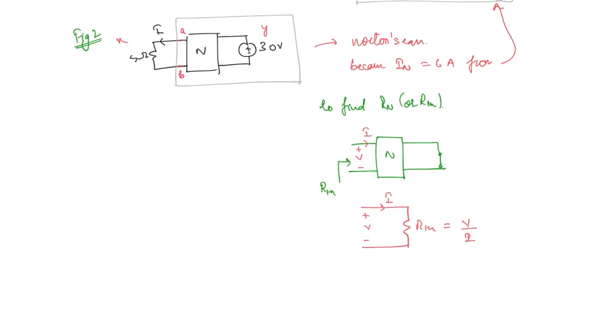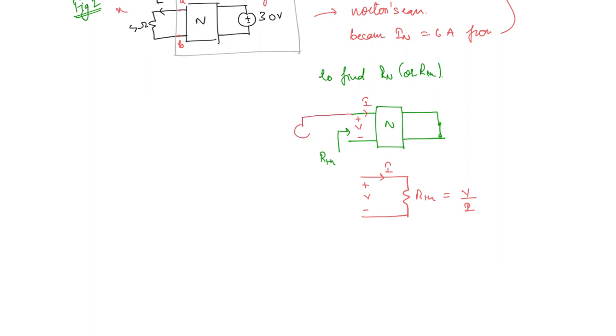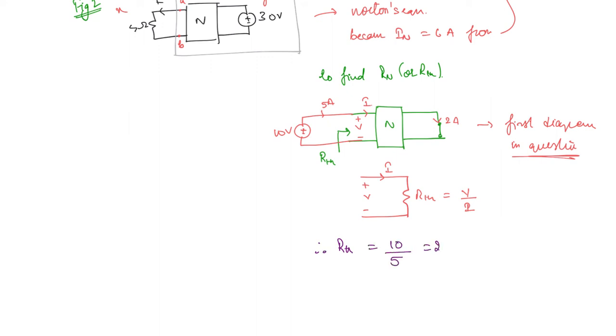So if you connect a 10 volt source here, then 5 amperes is going in, and 2 amperes was flowing. This was from the first diagram given in the question. So RTH is equal to 10 divided by 5, which is 2 ohms. So all of the information they have given in terms of the figures, you just have to find out what it is.